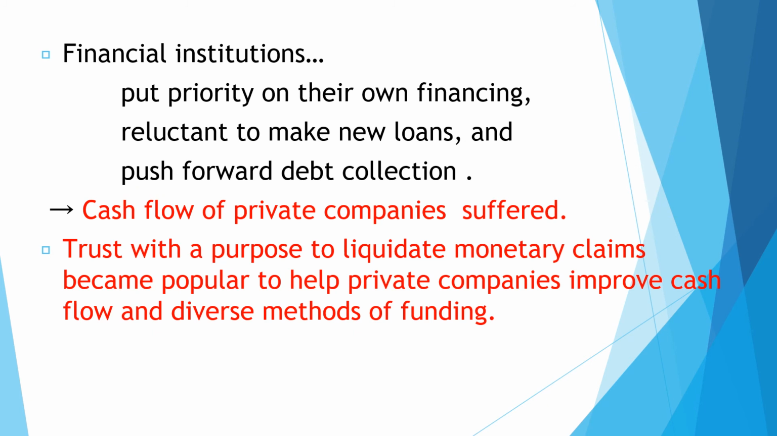Since financial institutions were reluctant to make new loans and, on the other hand, pushed forward debt collection, the cash flow of private companies also suffered. To improve such cash flow of private companies and to respond to needs for diverse methods of funding, trusts with a purpose to liquidate monetary claims became popular. In 1993, as for the transfer of specific claims, a simple public notice system to complete perfection requirements for third parties was newly introduced, and further, regulations lease companies have to follow when procuring funds were also set up to protect investors. As a result, the liquidation of lease and credit receivables was promoted.